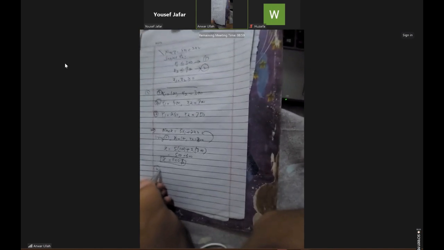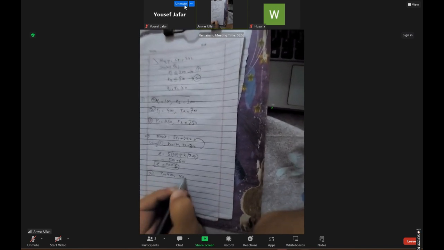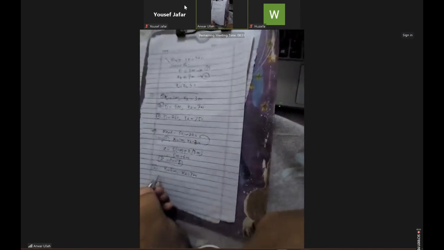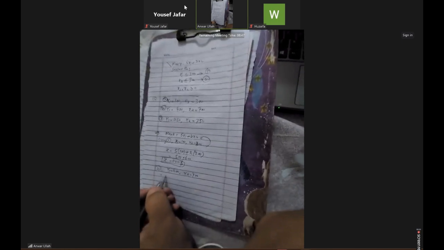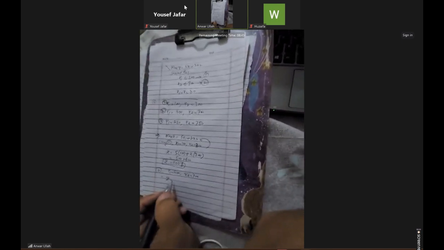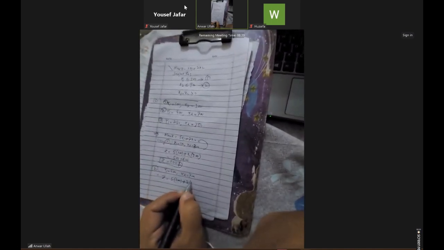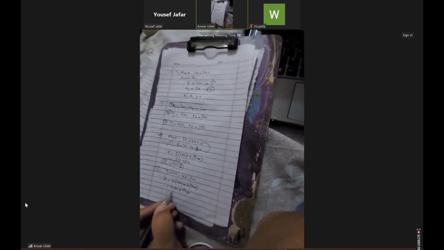Now using option 2, x1 is equal to 400 and x2 is equal to 700. Now using option 2, we have the value of z is equal to 5 into 400 plus 2 into 700, which is equal to 2000 plus 1400, which is equal to $3,400 for option 2.